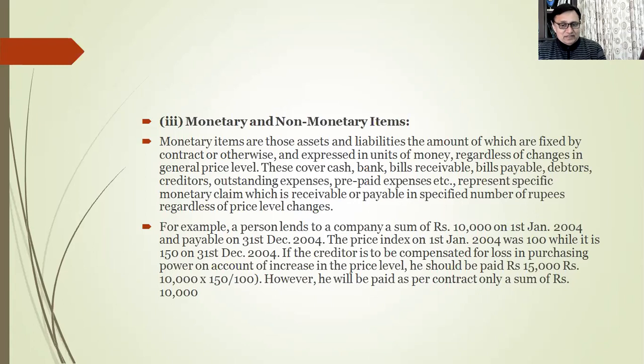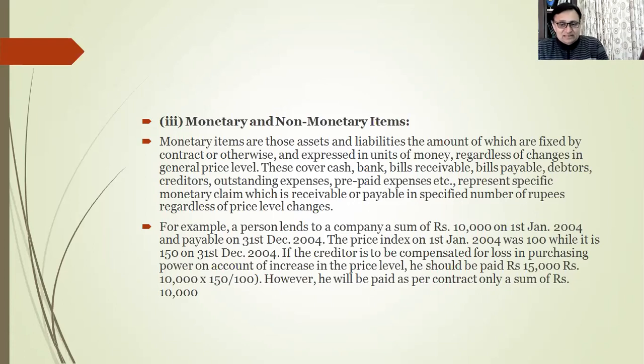They represent specific monetary claims which are receivable or payable in a specified number of rupees regardless of the price level changes. So these are the contract items. For example, debtors are not going to pay you more in case the price level index increases. Similarly, you are not going to pay the creditors more even if the price level index changes.